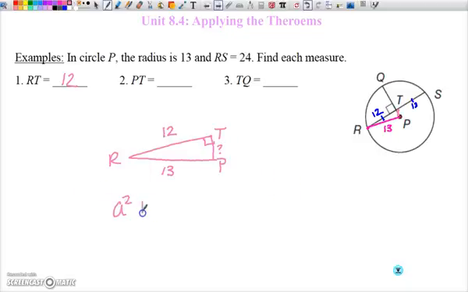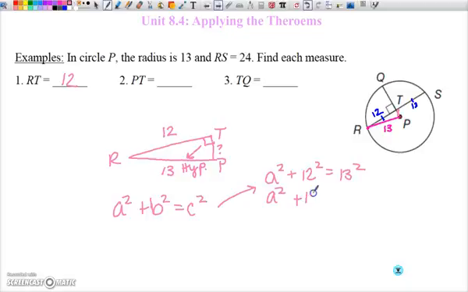So a squared plus b squared equals c squared. This is across from your right angle, so this one is your hypotenuse, making it your c. Now it is a Pythagorean triple, so some of you may already know what this length is here, but if not, you take a squared plus 12 squared equals 13 squared.